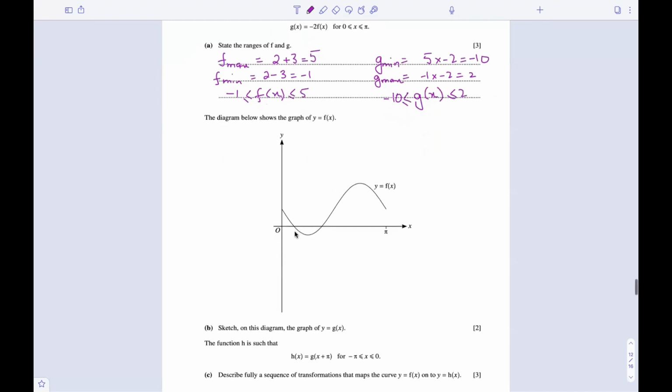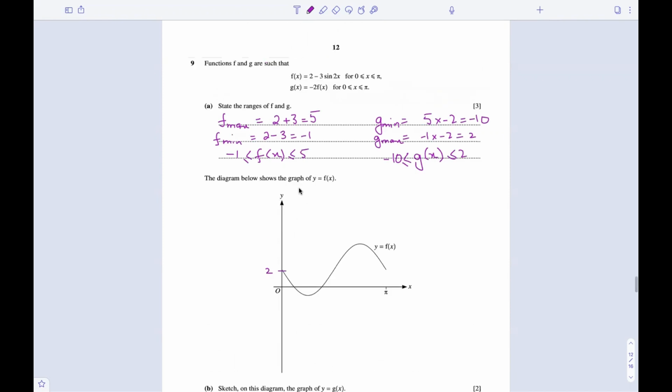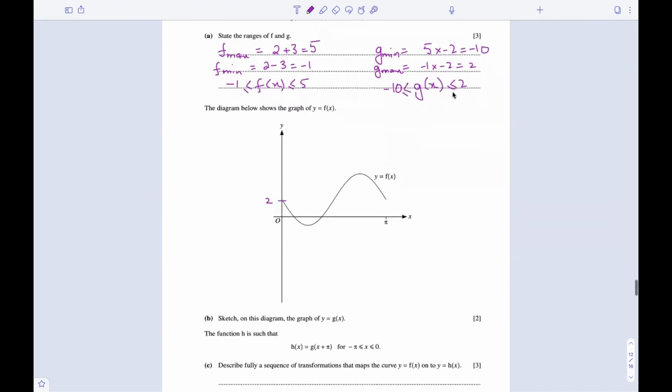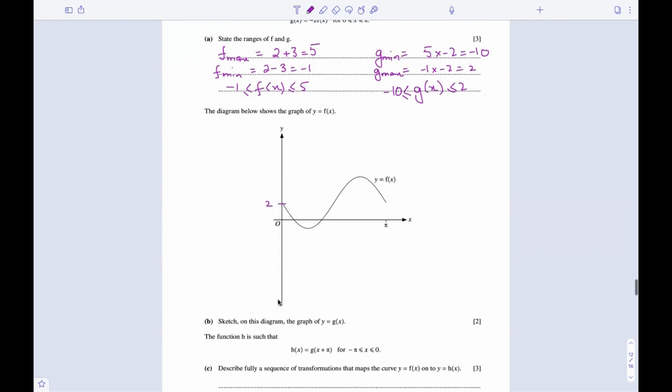Now in part B, we have the graph of y equals f of x given. We have to sketch the graph of y equals g of x. Now we know that this point is 2 as the graph of f of x moves 2 units upwards. The highest value of g of x is 2 and the lowest value is minus 10. So let's say minus 10 is over here. The total difference between the maximum and minimum value is 12.